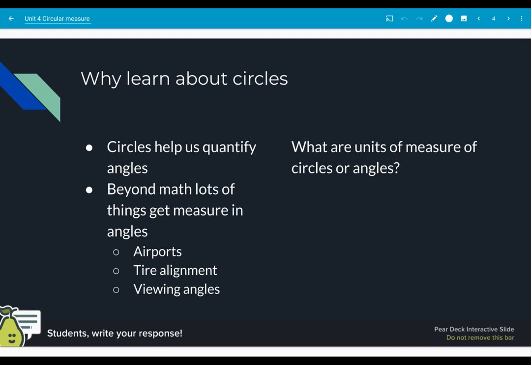Airport runways are labeled in degree measurements. Your tires are aligned using angular measure, and some of the things we use every day, like our cell phones, our laptops, or our televisions, all have a metric of viewing angle put on them.